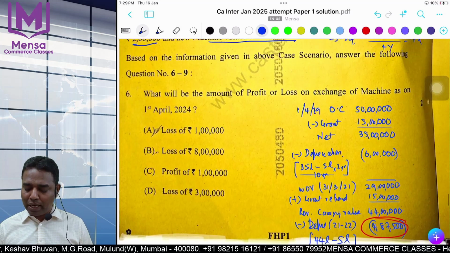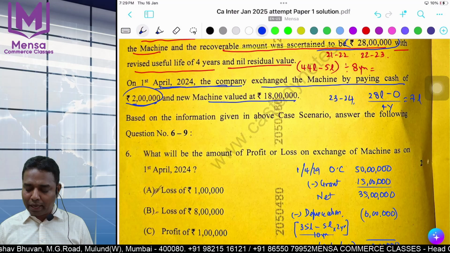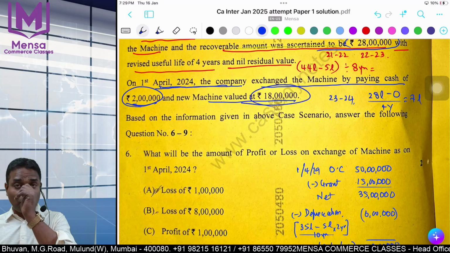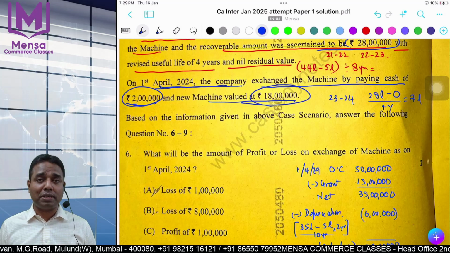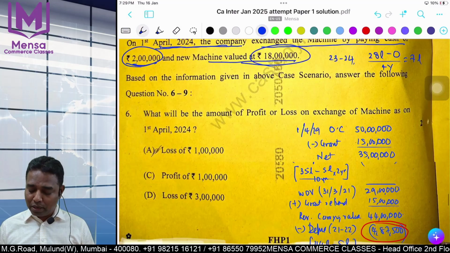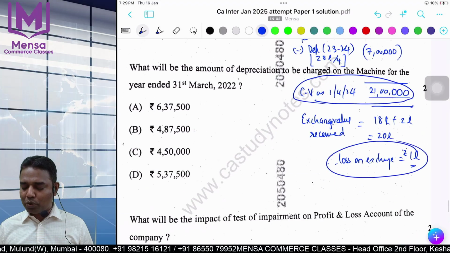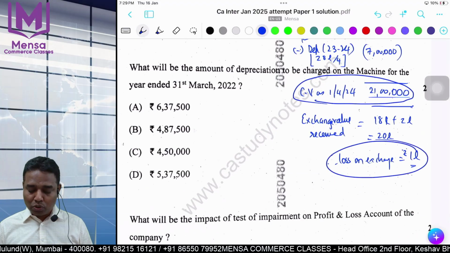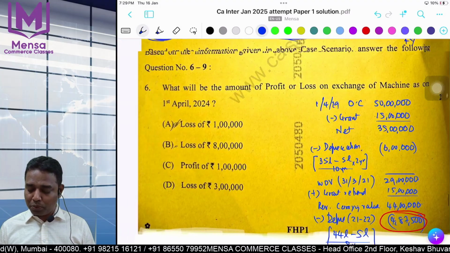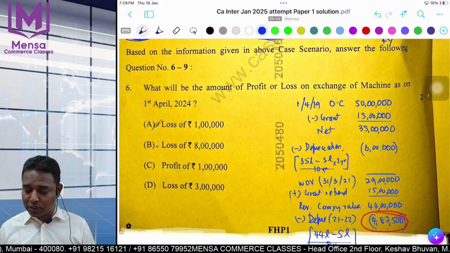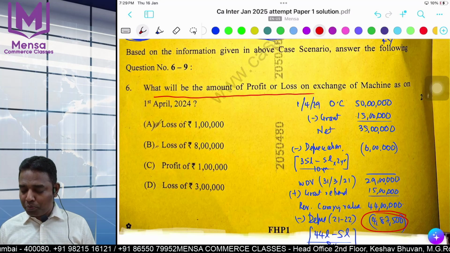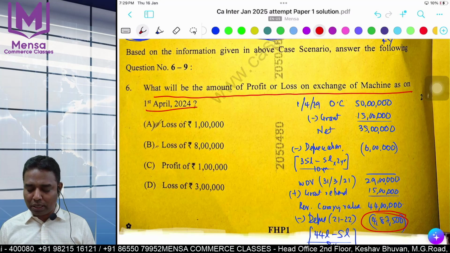Now what they are saying, we exchanged it for 2 lakh cash and a new machine of 18 lakhs. So total how much consideration have I received? 20 lakhs. So I am making a loss of 1 lakh on exchange. So 1 lakh rupees is the loss on exchange. So let us check what is asked in the MCQ. What is the first question asked for? What will be the amount of profit or loss on exchange on 1st April?